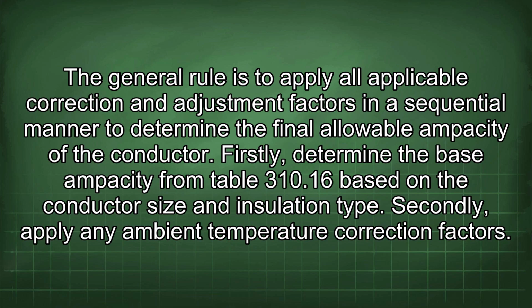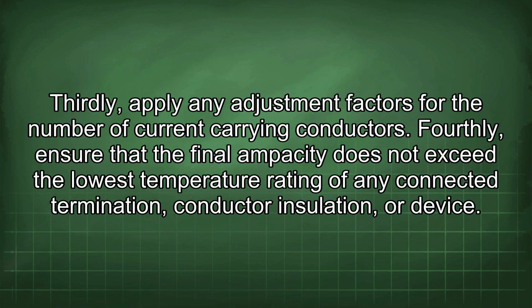Firstly, determine the base ampacity from Table 310.16 based on the conductor size and insulation type. Secondly, apply any ambient temperature correction factors. Thirdly, apply any adjustment factors for the number of current-carrying conductors. Fourthly, ensure that the final ampacity does not exceed the lowest temperature rating of any connected termination, conductor, insulation, or device.